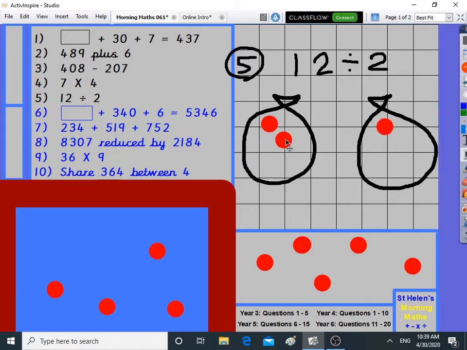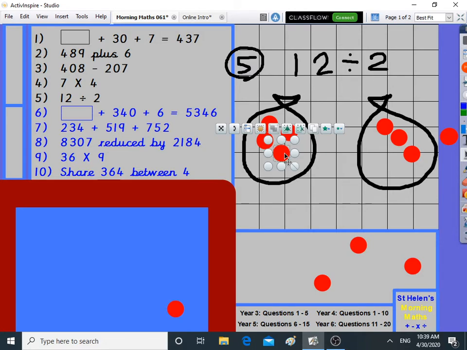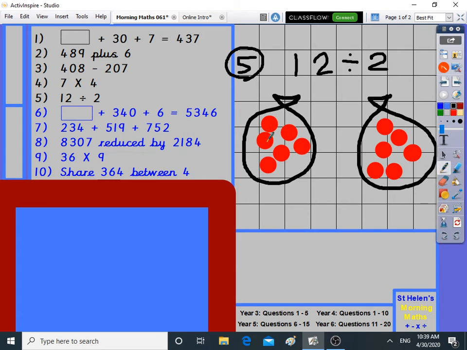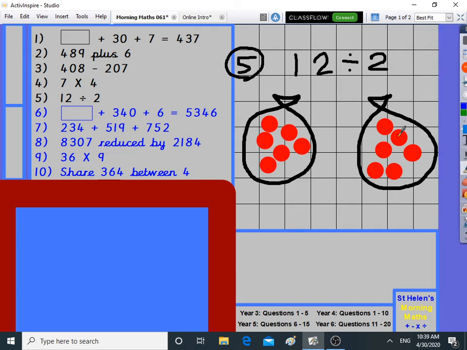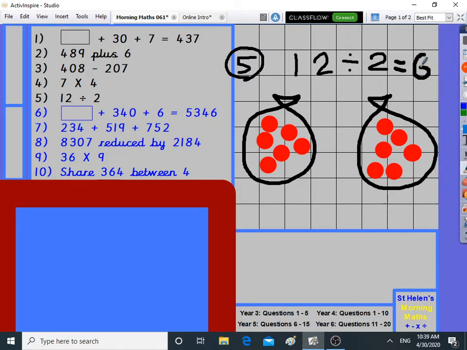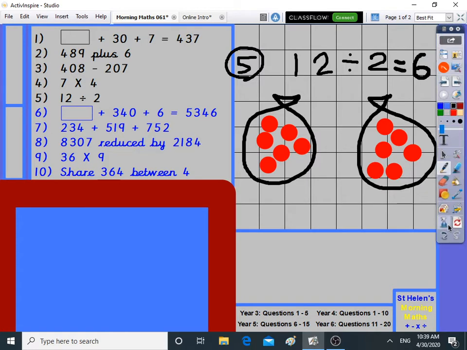When we're sharing, we always do it fairly. 1 for you, 1 for you. 1 for you, 1 for you. 1 for you, 1 for you. 1 for you, 1 for you. 1 for you, and here's one outside here. That goes in there. Let's just check we've got the same in both. 1, 2, 3, 4, 5, 6. 1, 2, 3, 4, 5, 6. Yes, the answer is 6. If you get 12 and you share it between 2, each person will get 6. Let's move on to question 6.